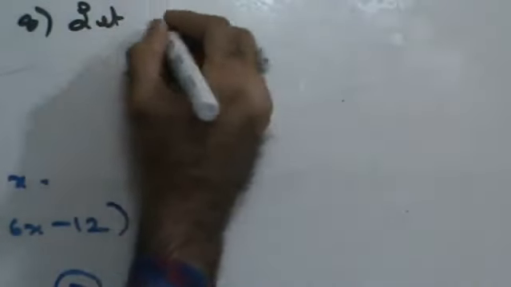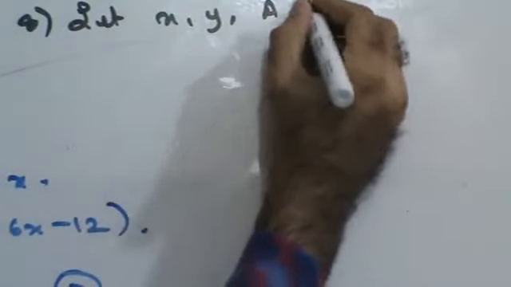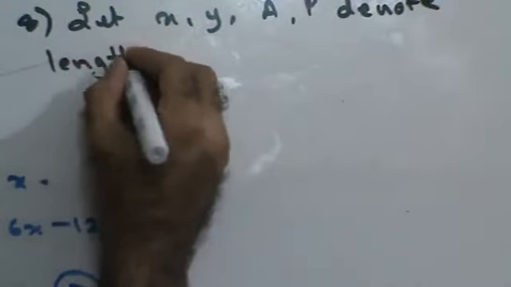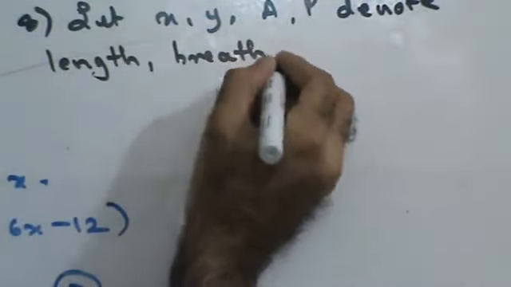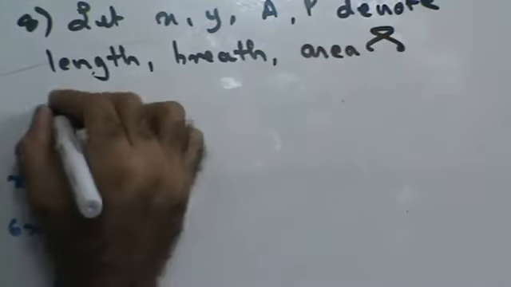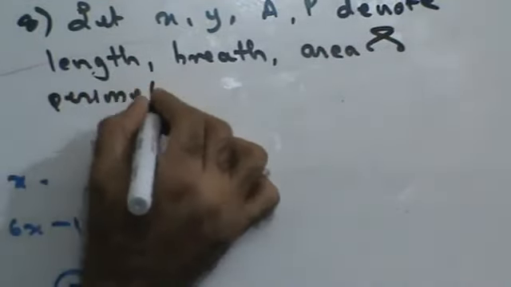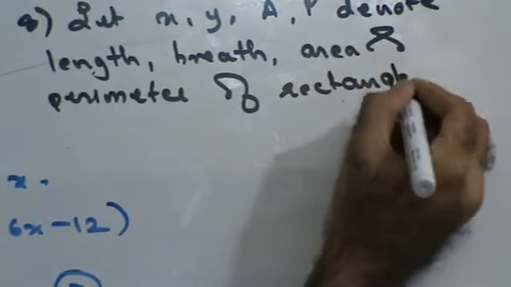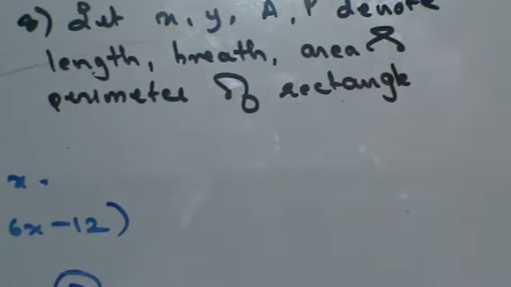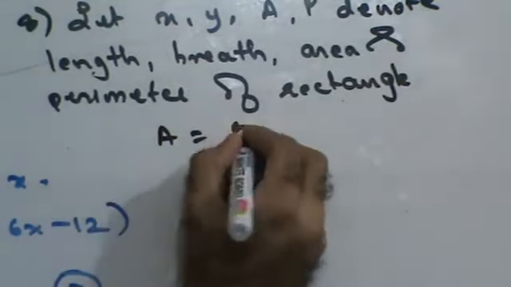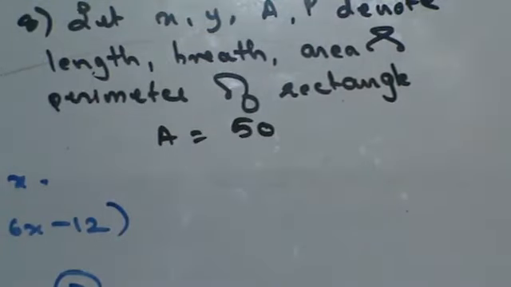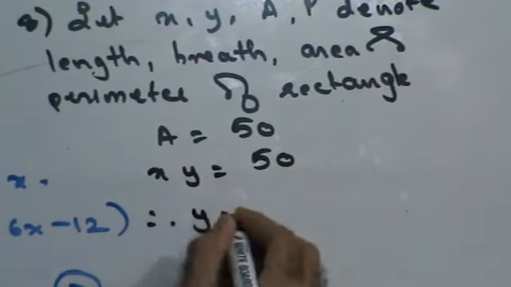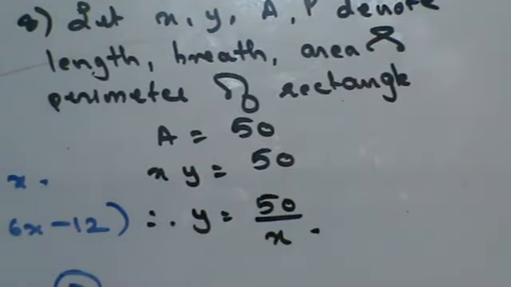Right, let's assume that x, y, a and p denote length, breadth, area and perimeter of the rectangle. Now they've given you that a rectangle has an area equal to 50. Area of the rectangle is given to you as 50. Now we know that area is nothing but length into breadth. Therefore breadth is nothing but 50 upon x.